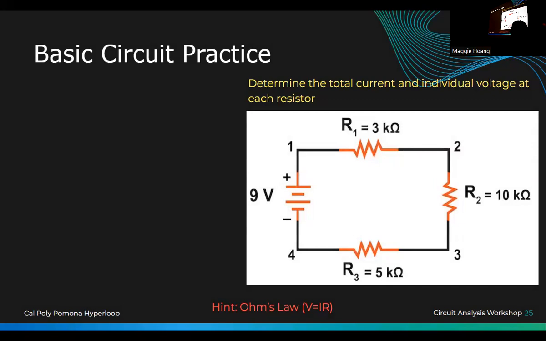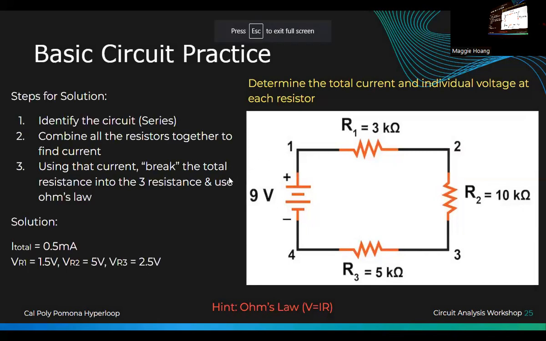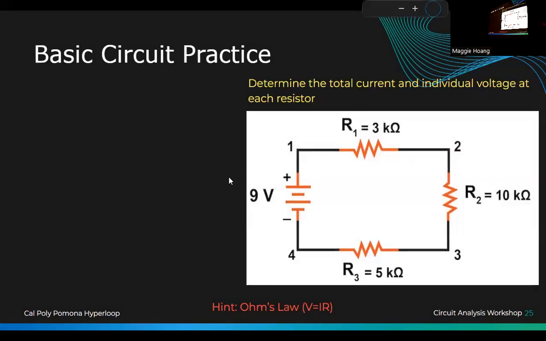Wait, who's actually doing it? Okay. Oh, enlarge it? How do I enlarge it? I can't make it bigger. Oh, I just X'd it out. Oh my God, whatever.